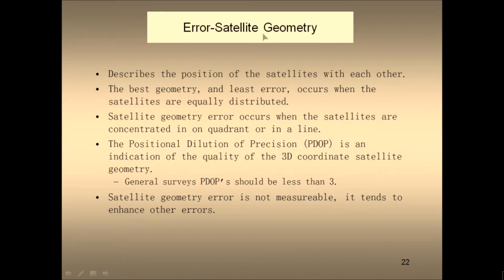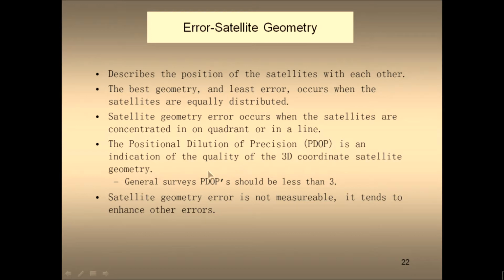The best geometry and the least error occurs when the satellites are equally distributed, which we call dilution of precision. Satellite geometry errors occur when the satellites are concentrated in just one quadrant or in a straight line, and the PDOP, that is positional dilution of precision, is an indication of the quality of the 3D coordinate satellite geometry. So the satellite geometry error is not measurable.